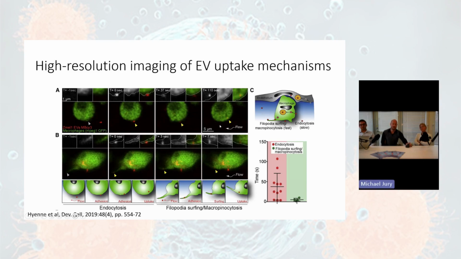They can also be taken up either in endosomes or into the cytoplasm itself, and that will then facilitate the different effects that the EVs can have inside the cell. And this is something that goes quite quickly, on average 50 seconds. And of course, the filopodia surfing is a much faster process, as you can imagine from the word surfing, that the EVs are then taken up within a few seconds.